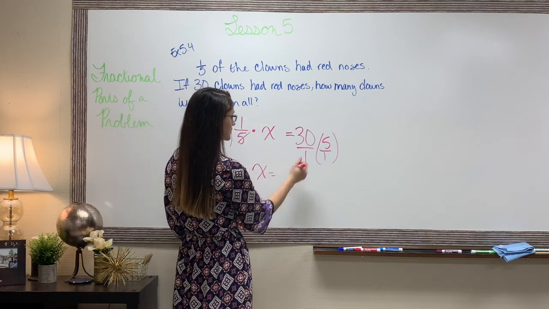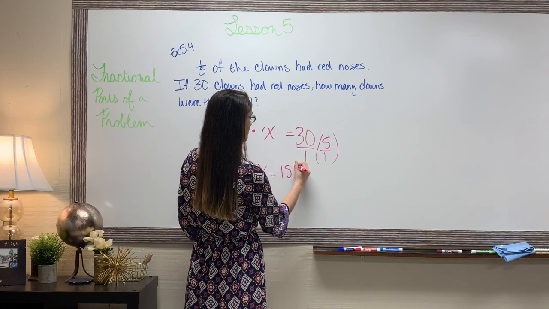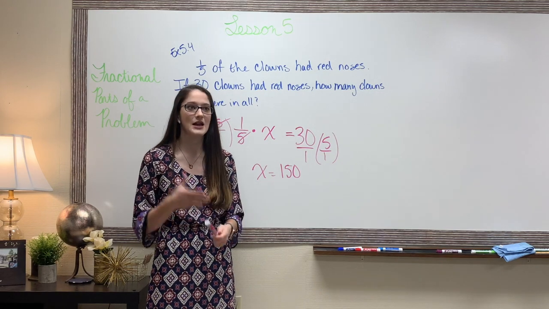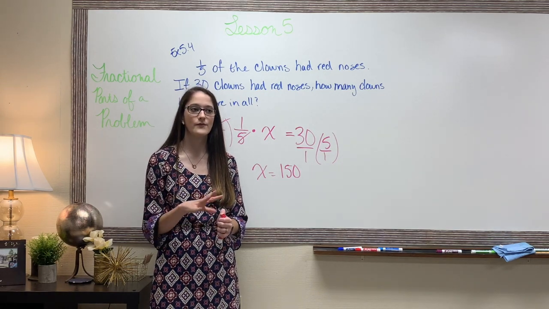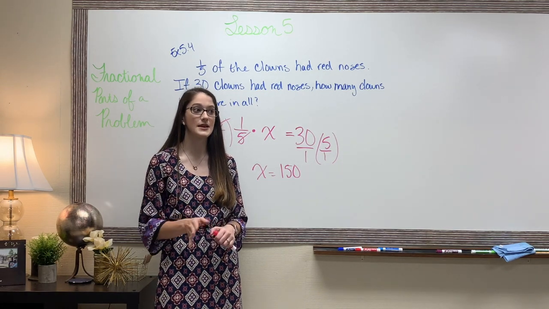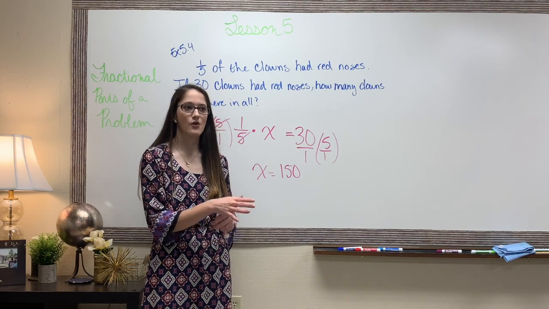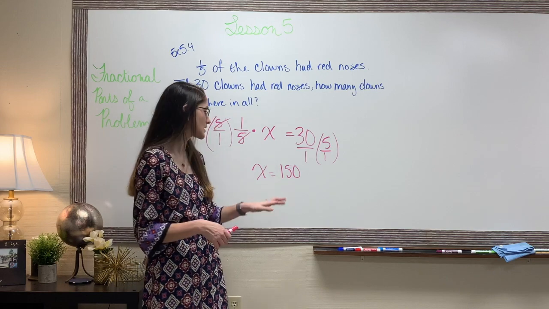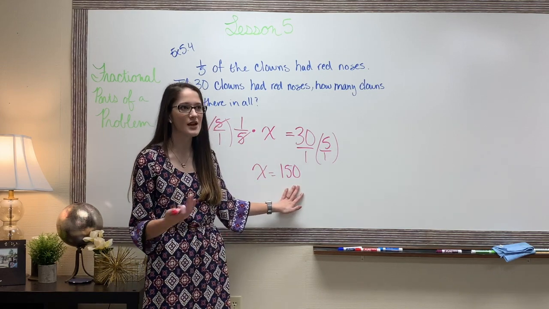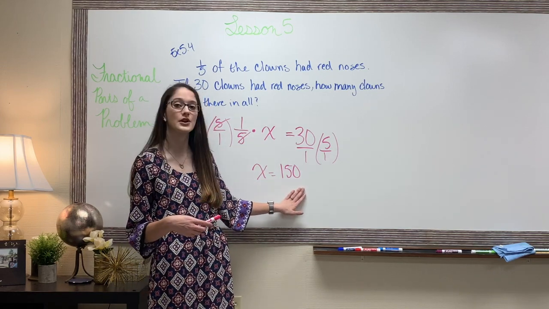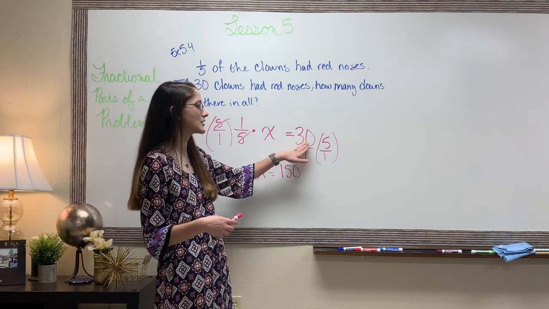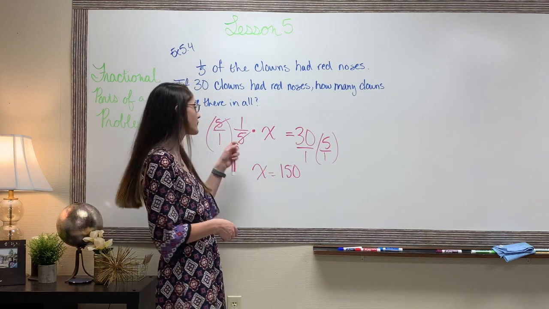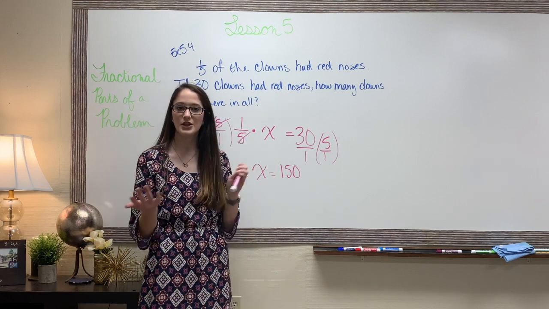So x equals 150. And what I like to do is stop at this point and think, does that make sense? 1/5 of the clowns had red noses. That was 30. So if 1/5 had red noses, then there should be a whole lot more that don't. And we end up with 150. So yeah, that makes sense. So if 150 were in all, and 30 had red noses, that would mean 120 didn't. And 120 would be 4/5 of this. So we did good. It does make sense.